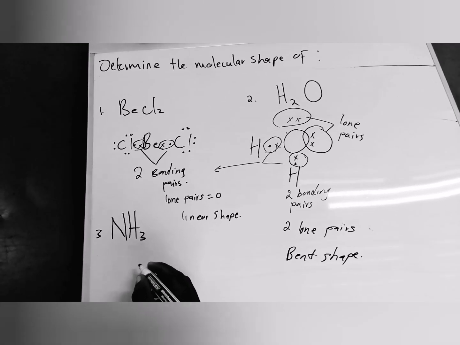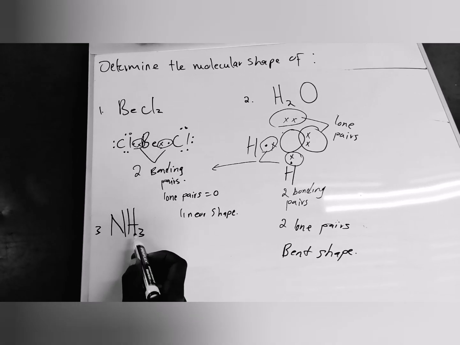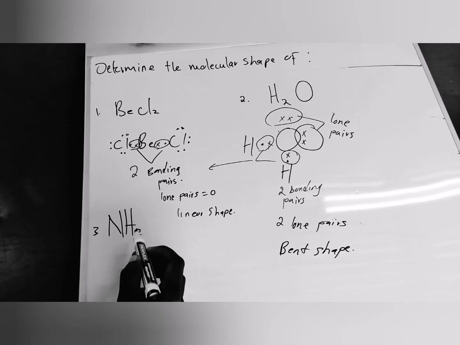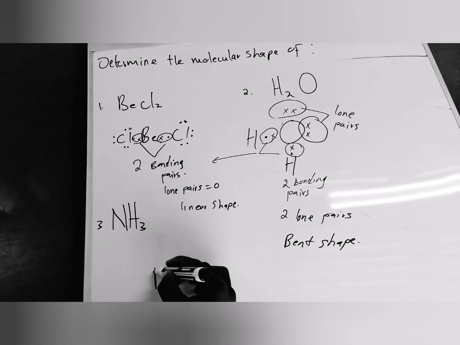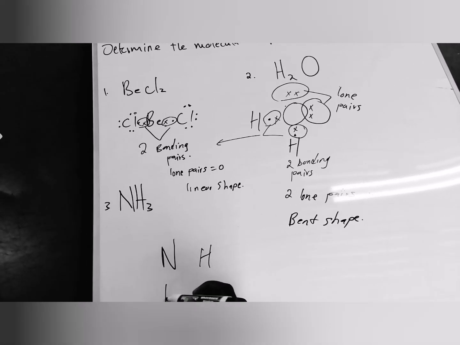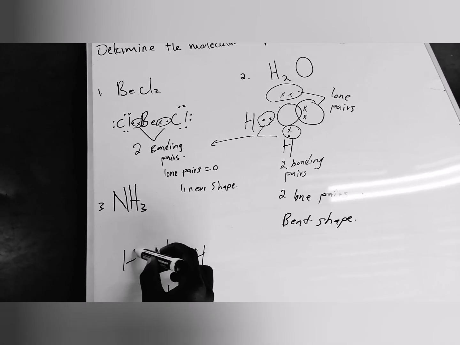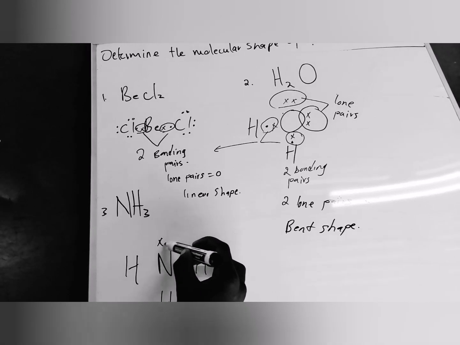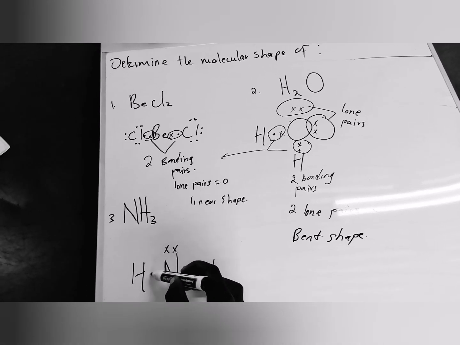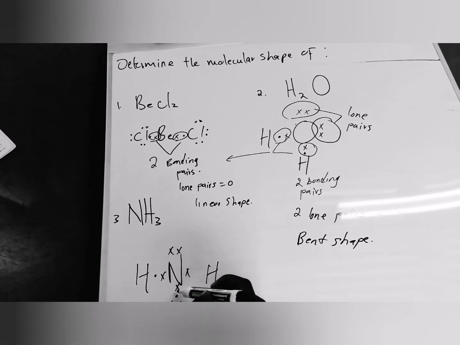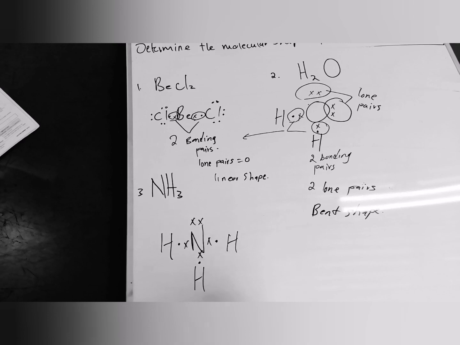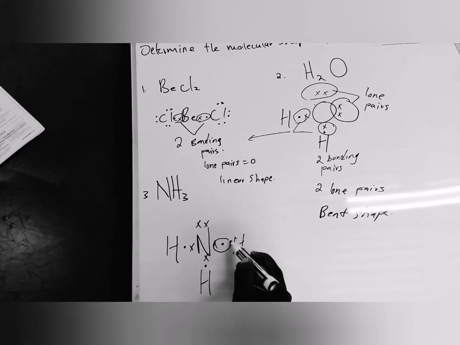Let us do ammonia. Let us determine the molecular shape of ammonia. So N will be the central atom. It will be surrounded by 3 hydrogen atoms. Now we have ammonia. You draw first the Lewis diagram, or Lewis notation. So make sure that the first thing you draw is the Lewis diagram.